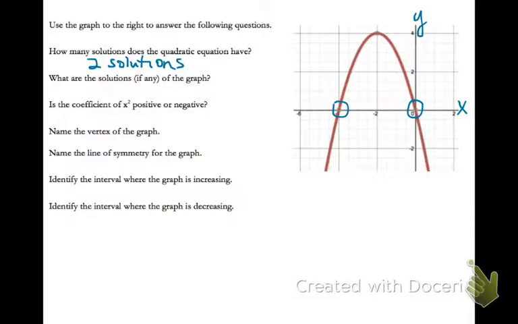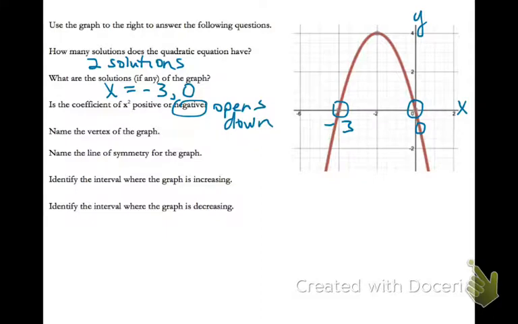The second question says, what are the solutions? So you're looking at the x value. So this is -3 and this is 0. So we would say x equals -3, 0. The coefficient of x squared, which is that a value, has to be negative because the graph opens down. That's just what happens when that a value is negative.